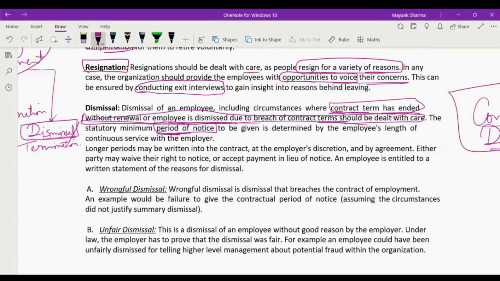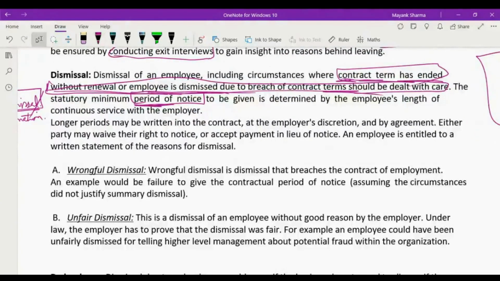Similarly, you'll also have a notice period while leaving. Longer periods may be written into the contract at the employer's discretion and by agreement. So the longer the period, the easier the exit becomes for the organization. For example, if the organization states that you'll have an exit period of 3 months, then that simply means that you will have to provide an advance notice of 3 months before you leave. So the firm will get 3 months to adjust accordingly and to replace you with someone else, right?